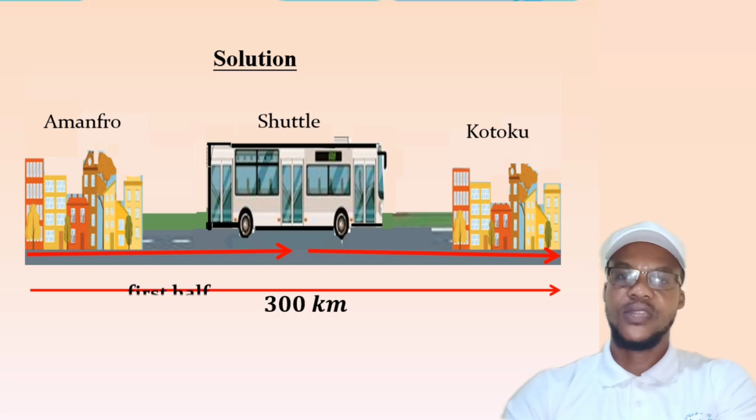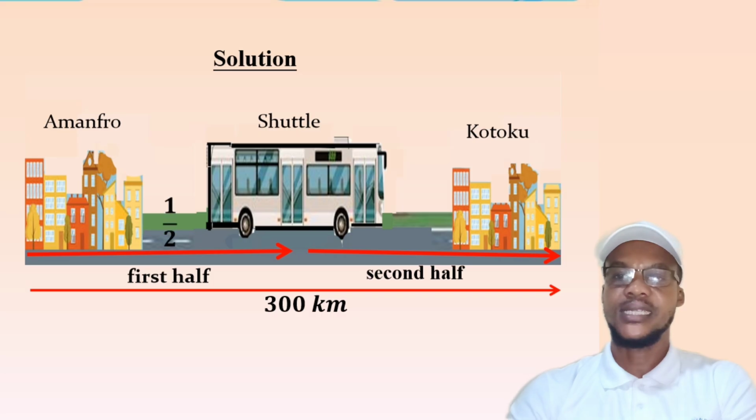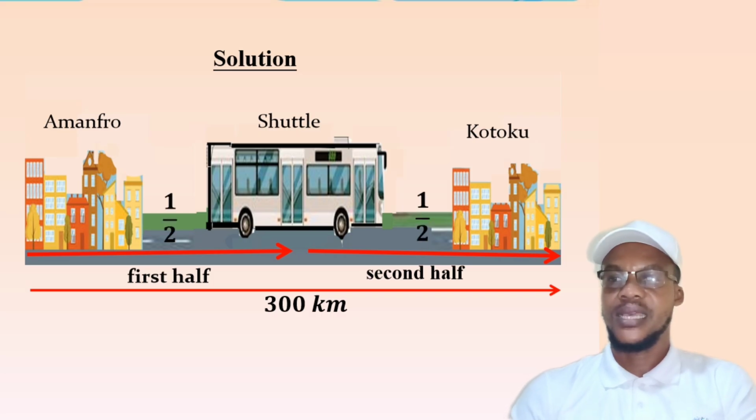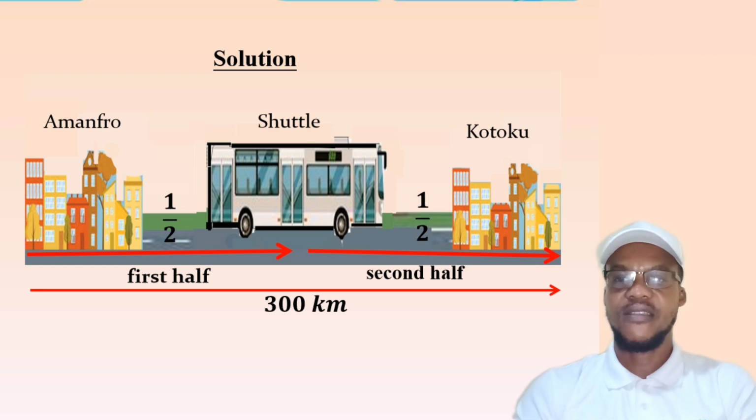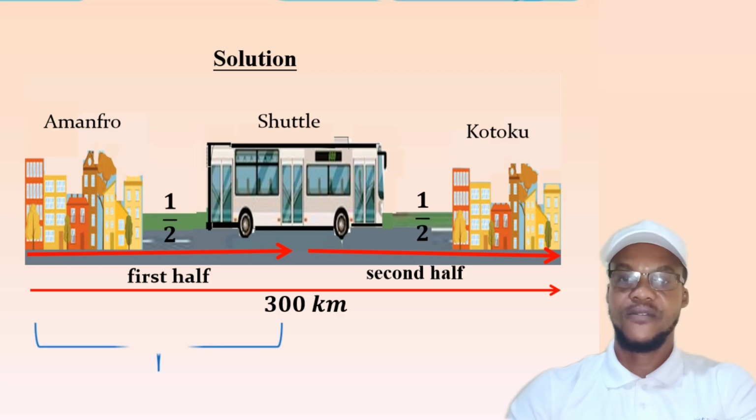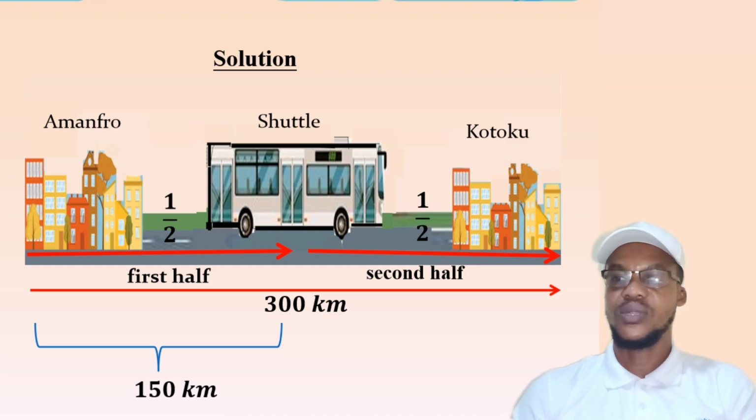If we are talking about half, then we need to divide the 300 kilometers into two so that we know the distance for the first half and the distance for the second half. If we divide it into two, we get 150 kilometers. Once we have 150 kilometers for the first half, the second half also has the same, because we are talking about half.